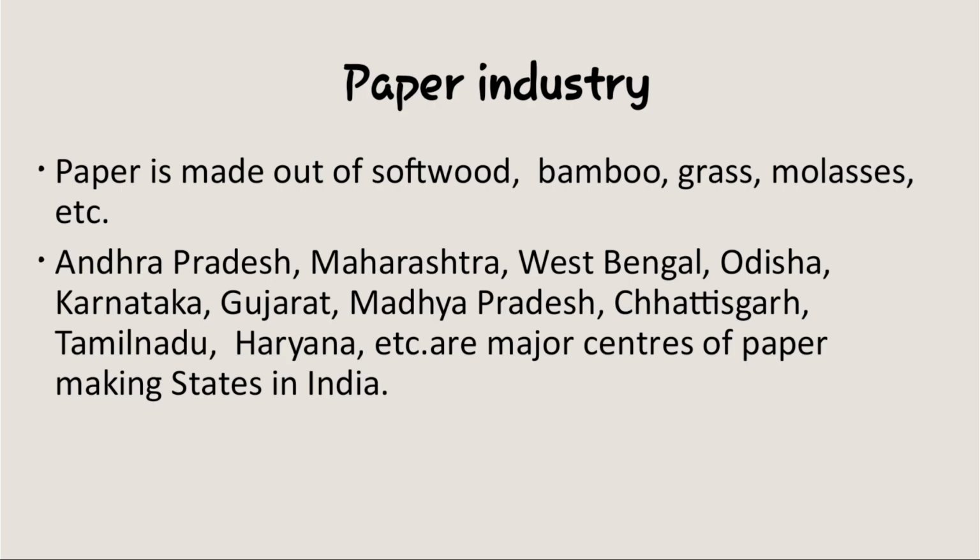As per our textbook, the last agro-based industry which we have is the paper industry, from where the paper is produced. Paper is made out of softwood, bamboo, grass, molasses, etc. Which states lead in paper production? Andhra Pradesh, Maharashtra, West Bengal, Odisha, Karnataka, Gujarat, Madhya Pradesh, Chhattisgarh, Tamil Nadu, Haryana, etc. are the major centers of paper making in India.